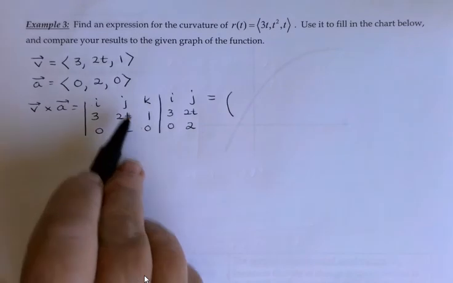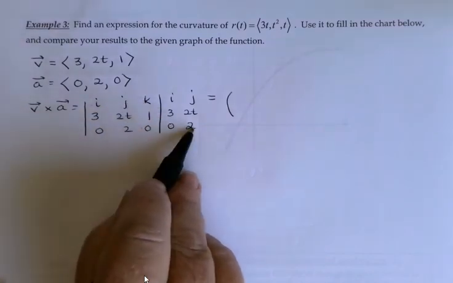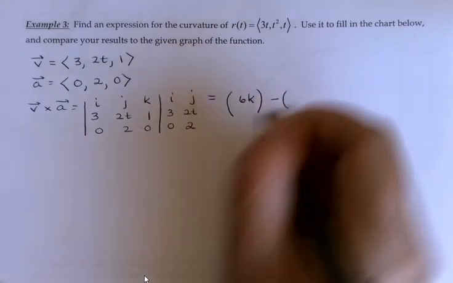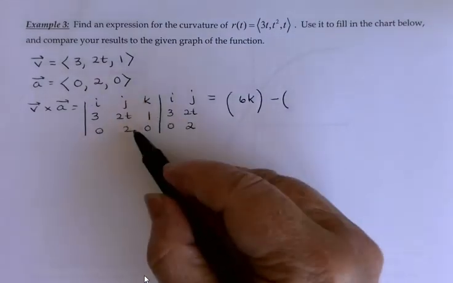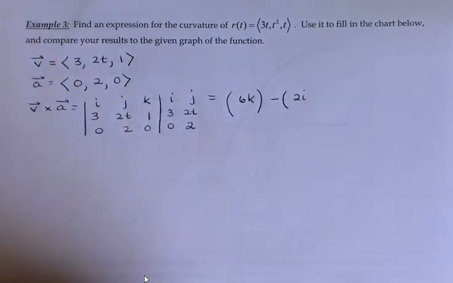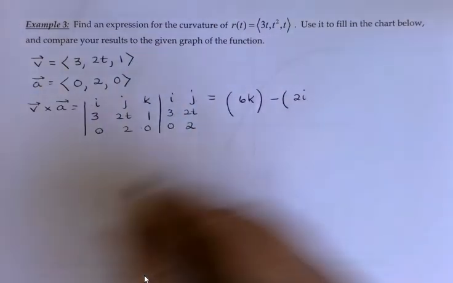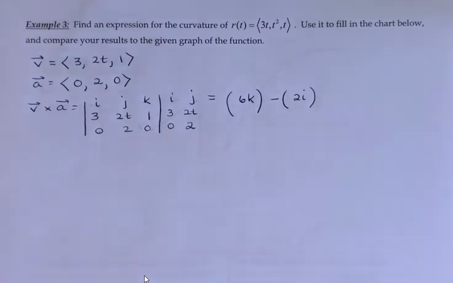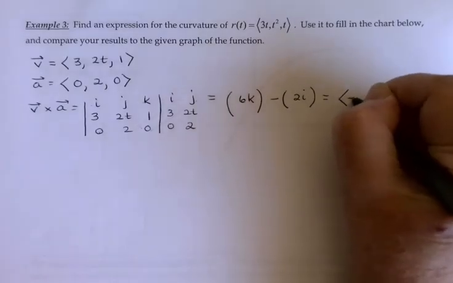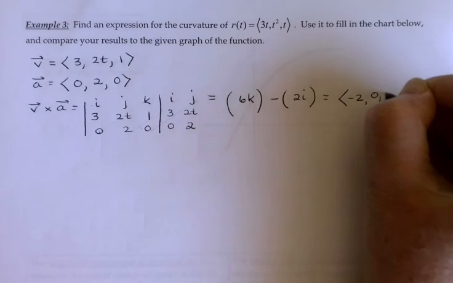So 0 for i, 0 for j, 6k, minus 0 for k, 2i, and 0 for j. So it looks like we have a constant cross product of -2, 0, 6.